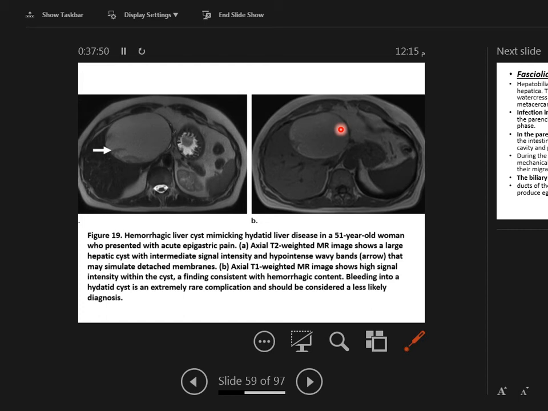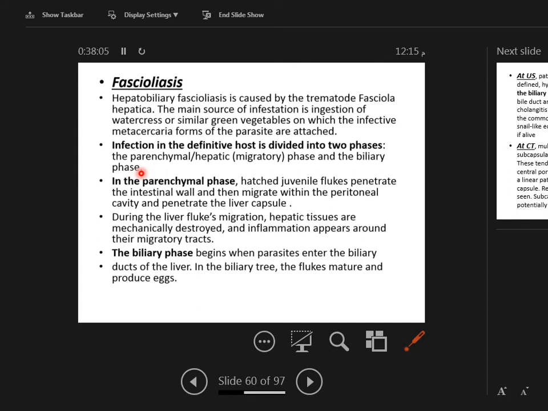Because the contents are not pure water. This is MRI of hemorrhagic cyst. It's high signal in T1, low in T2. Fatty acids.